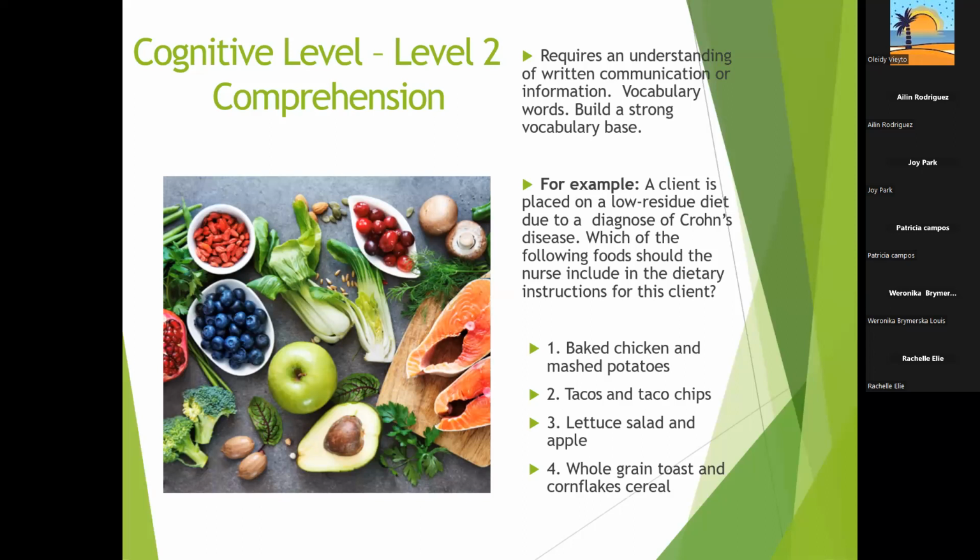Okay. So this type of question requires you to focus on what keyword. What keyword here is going to help you answer this question? What do you need to know? What vocab word from this do you need to know that's in the case scenario? Low residue, right? So again, if you don't know what a low residue diet is, do you think you're going to get the question right?